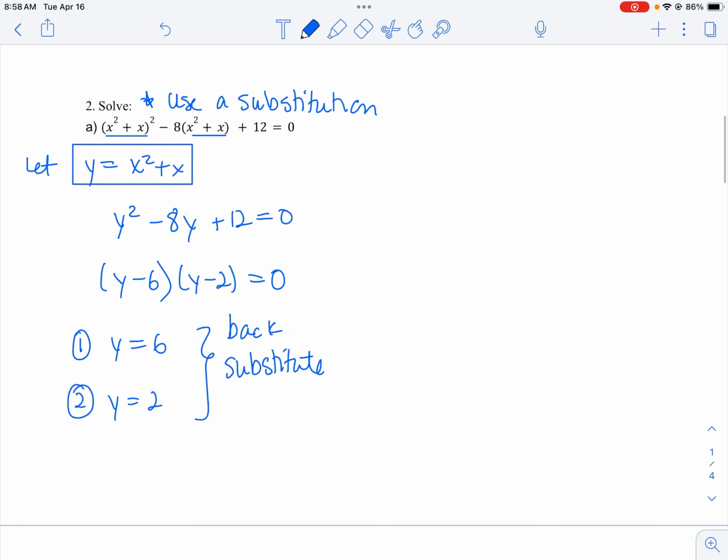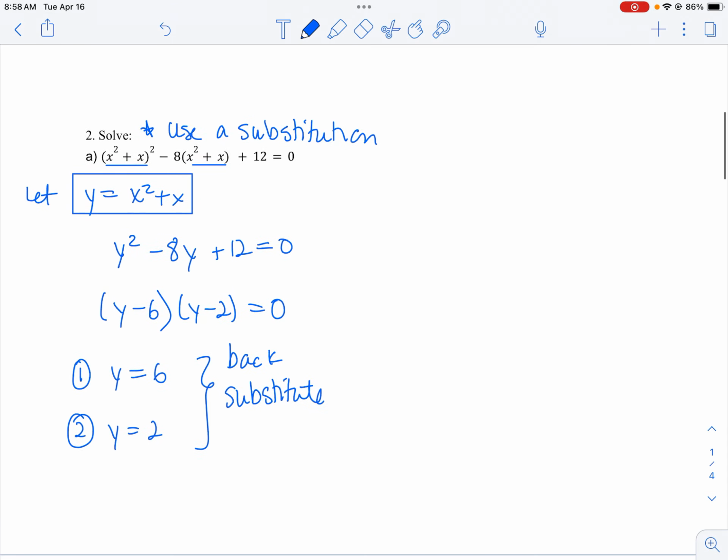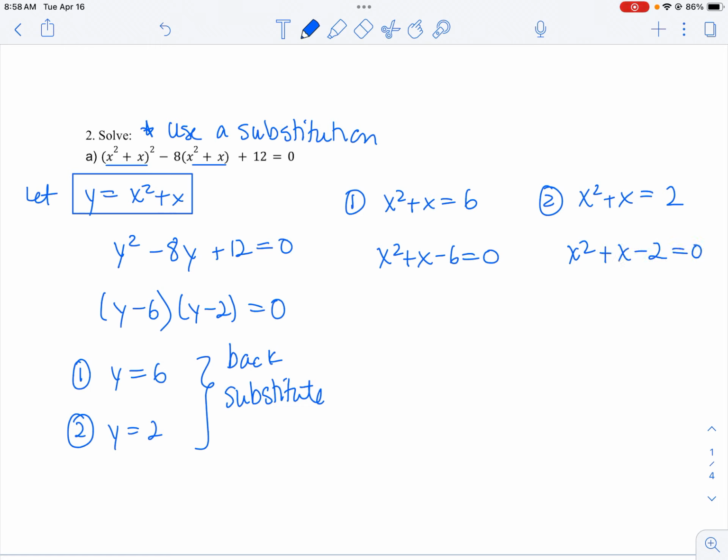So what is that? What I'm going to do is replace y now with x squared plus x. So this is my first solution. My second solution is x squared plus x equals 2. And as you can imagine, we are going to make one side 0 on both of these and then solve. What's nice is I believe this one is factorable, x minus 3, x plus 2, or the other way around, x plus 3, x minus 2 equals 0. And this one, you're going to use the quadratic formula, full solution in my note.